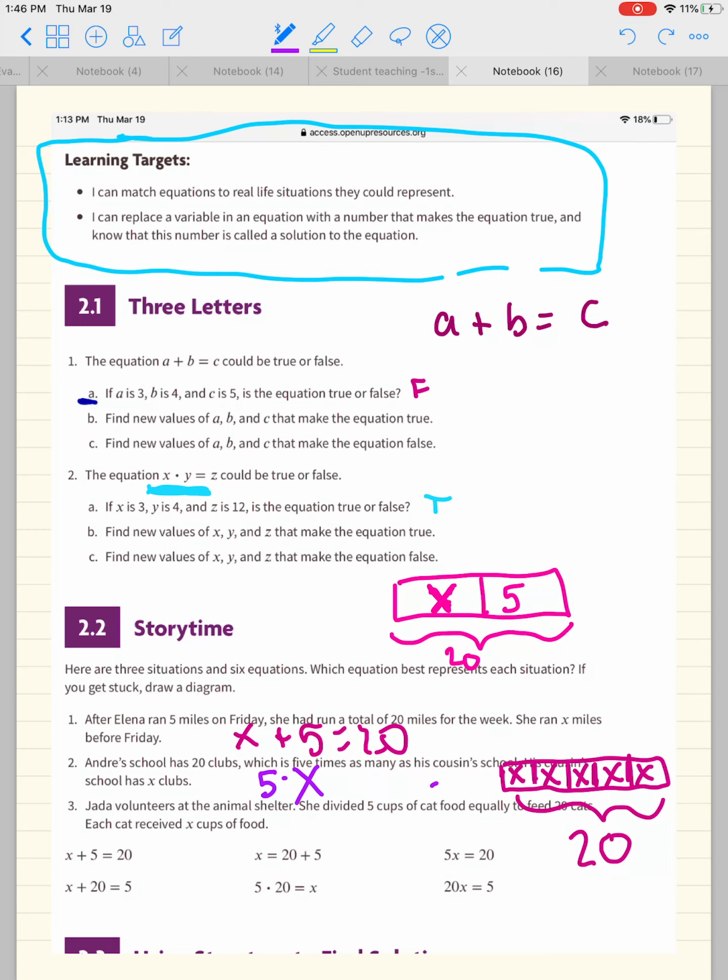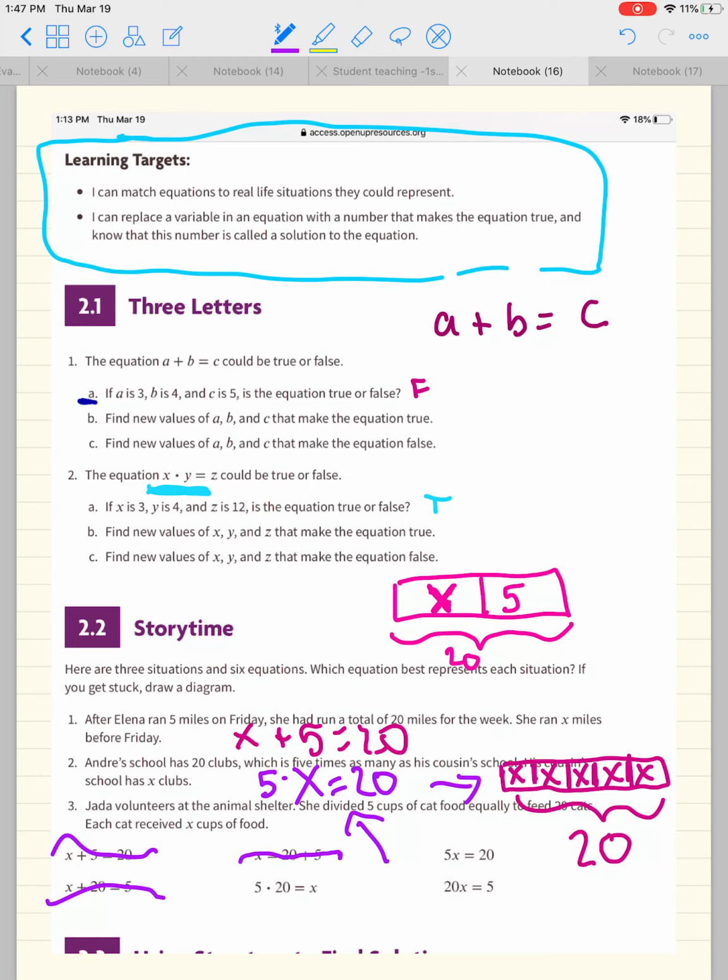So if this diagram is representing x 5 times equals a whole of 20, we now need to figure out which of the equations is showing us this. So we know that it's not this one because that's addition. We know that x plus 20 equals 5 is not representing 5 times x equals 20. We know that 20 plus 5 is also, again, addition and not the same thing. 5 times 20 equals x.